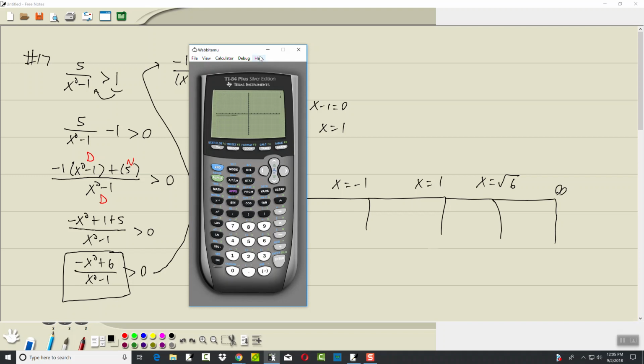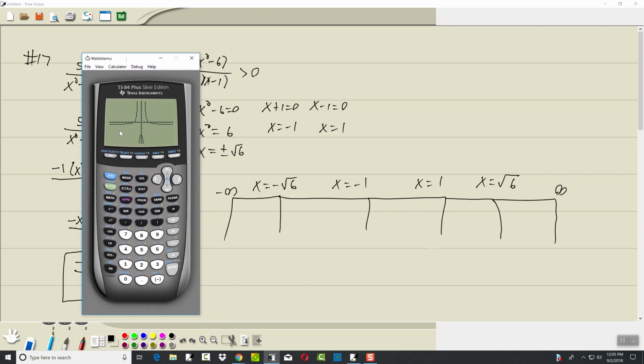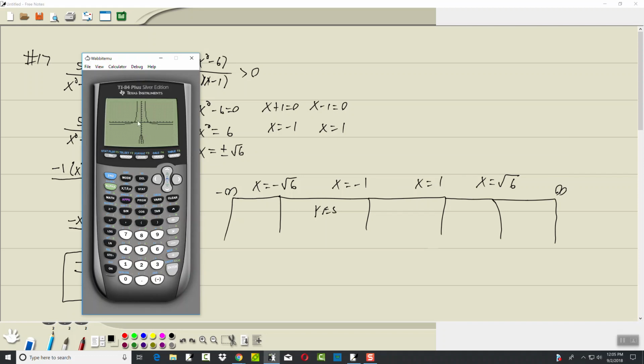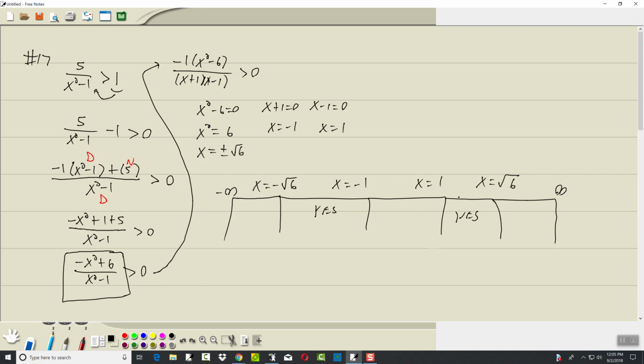Okay, let me do a graph now. Now, this is greater than 0, so we're looking for above the x-axis. Okay, I'm assuming this is negative square root of 6 here, and it's below over here, so that's fine. But then I notice it's above here. That would imply that this is our answer. Now from negative 1 to 1, here's negative 1 to 1, it's below, so it's down here. But then from 1 to square root of 6, I see it's above. Interesting.